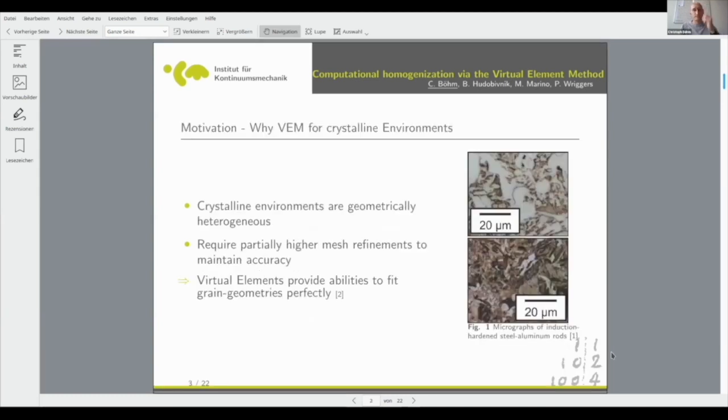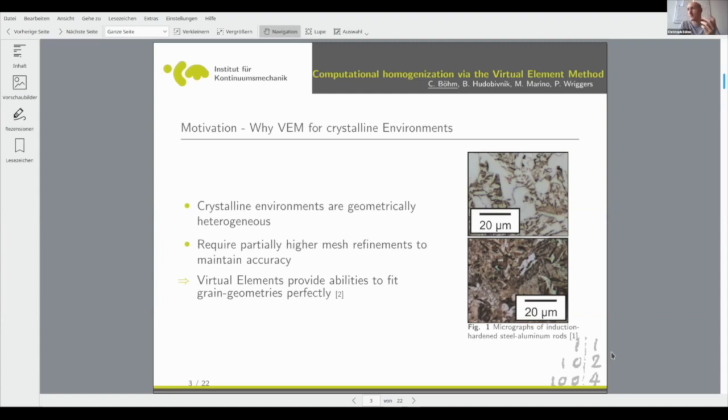So let me start. Why VEM for crystalline environments? Basically, it is because crystalline environments are so-called grain-like microstructures. I have a picture here on the right side, which shows a microstructure of steel aluminum rods. Maybe you remember, I guess, Franco Brezzi showed it in one of his very first slides yesterday. There was even a better picture of a grain-like microstructure, and these grains can be approximated in computational mechanics, for engineering problems at least, with Voronoi cells.